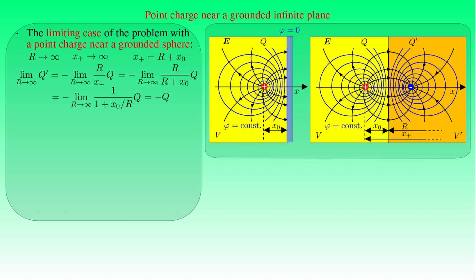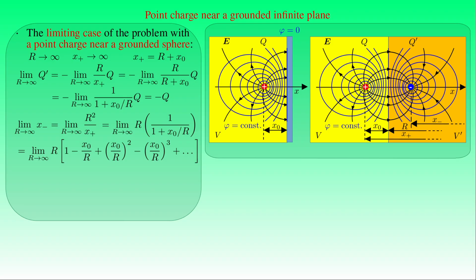We also evaluate the distance x sub minus of the image charge q' from the center of the infinite sphere given by capital R squared over x sub plus. Here x sub plus is equal to the sum of capital R and x0, and the fraction can be written as capital R times the quantity of 1 over 1 plus the ratio of x0 to capital R. Since x0 over capital R vanishes as capital R approaches infinity, we can apply the Taylor expansion of the fraction at x0 over capital R at 0. Then we have capital R times the alternating sum of 1, x0 over capital R, x0 over capital R squared, x0 over capital R cubed and so on.